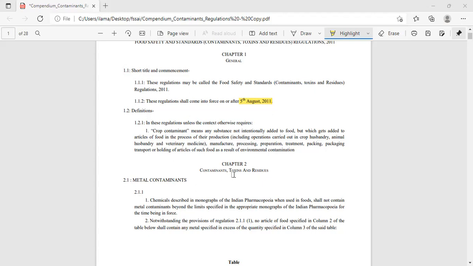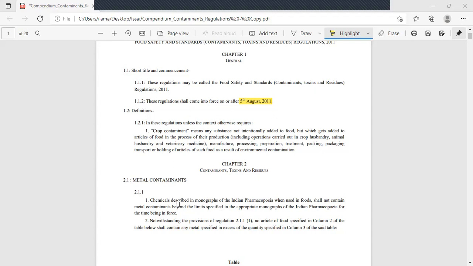Next, Chapter 2. Metal contaminants means the chemicals described in the monographs of the Indian Pharmacopoeia, which are used in food and shall not contain metal contaminants beyond the limits specified in the appropriate monographs of the Indian Pharmacopoeia for the time being enforced, notwithstanding the provisions of the regulation 2.1, no article of food shall be classified in the... Here the metal contaminant ranges are given by the Indian Pharmacopoeia.